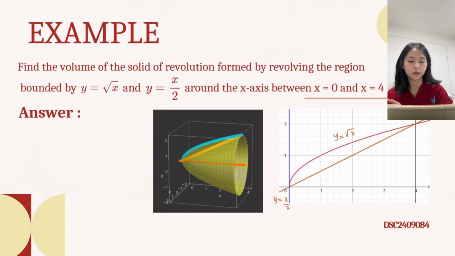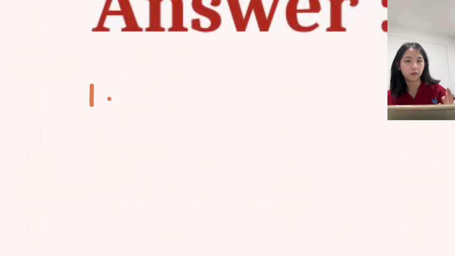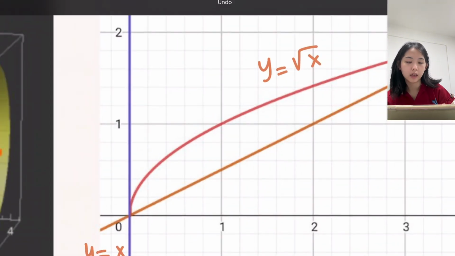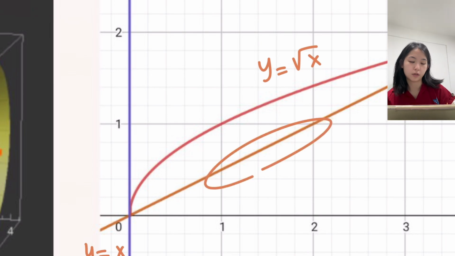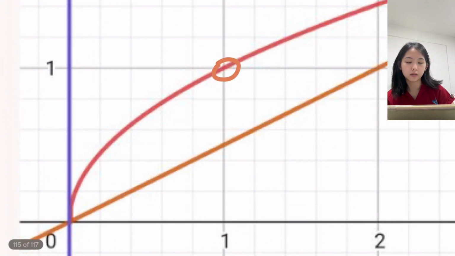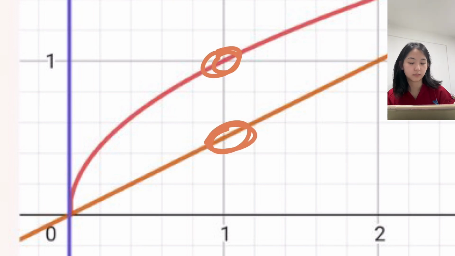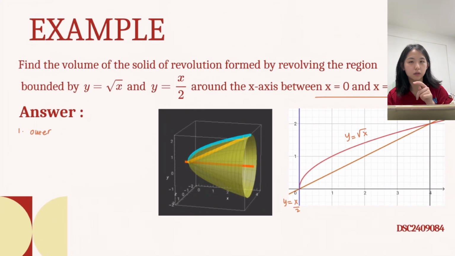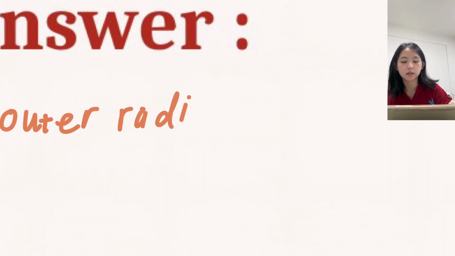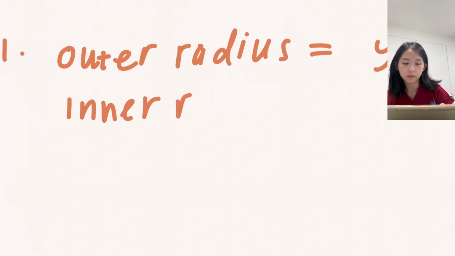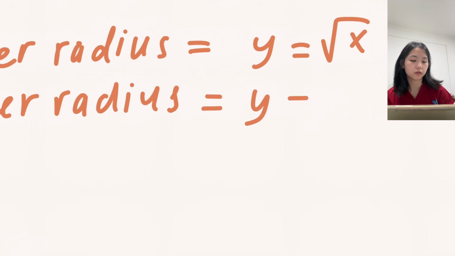So the first thing we need to do is identify the functions. We need to decide which one is the outer radius and which is the inner radius. The outer radius is the bigger one, which here is the red one because it's above the orange one. When x equals 1, the red curve is 1, but the orange curve is below 1. So technically the red curve, y equals square root of x, is bigger. So here we write the inner radius equals x over 2.